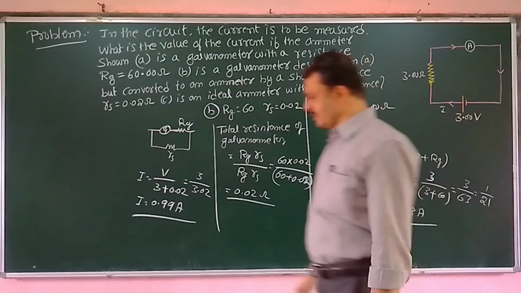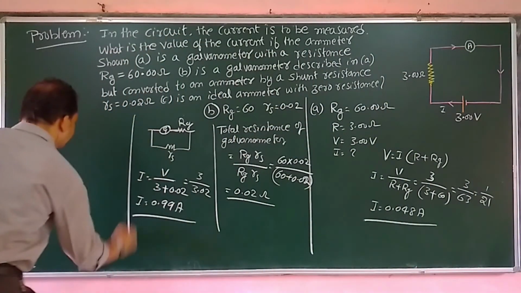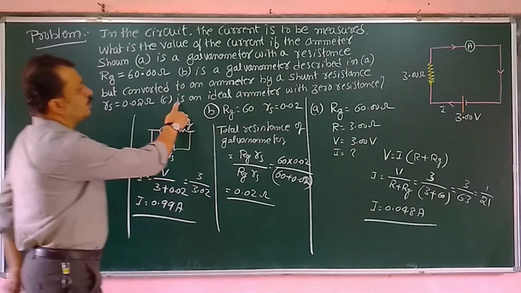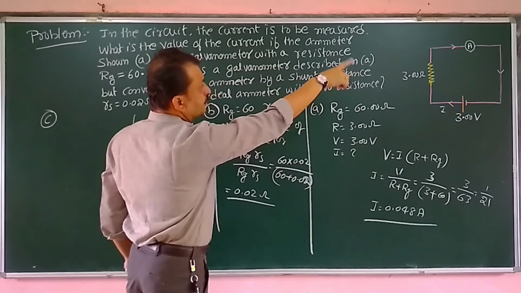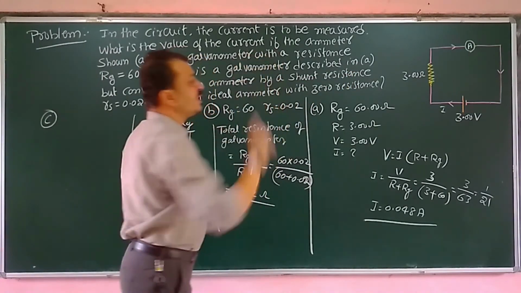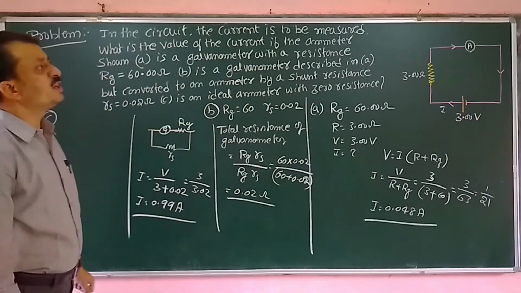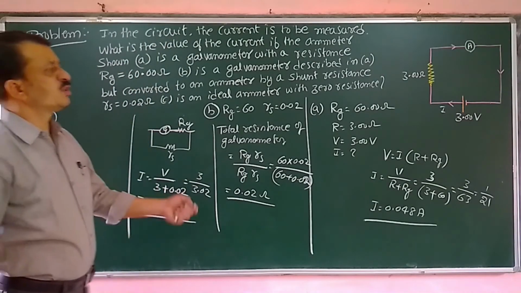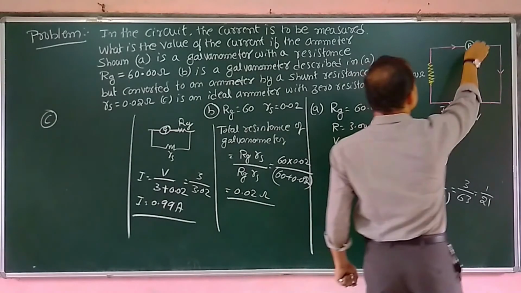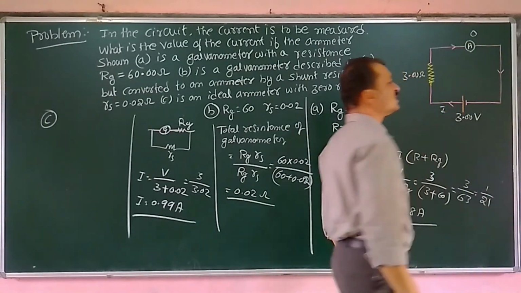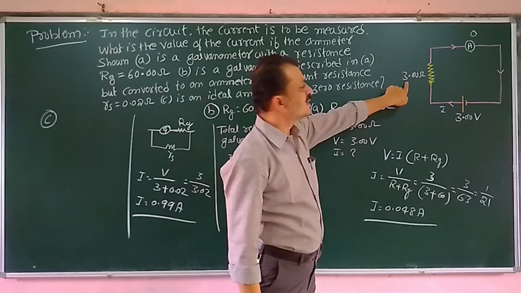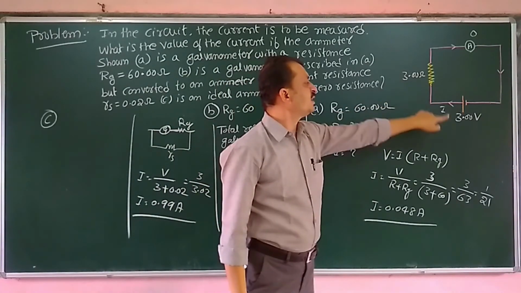Now the third case, a very interesting one. That galvanometer becomes an ideal ammeter with zero internal resistance. Therefore, the resistance of this galvanometer becomes, in the third case, zero. Therefore, in the circuit, we are having only this resistor and this voltage.